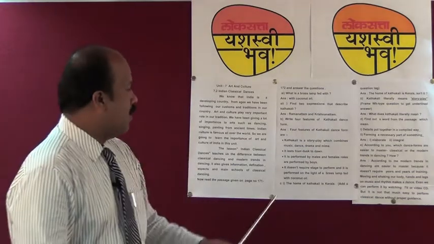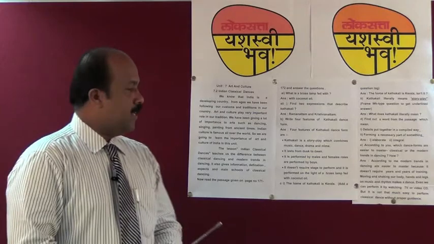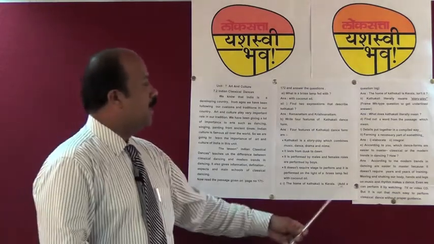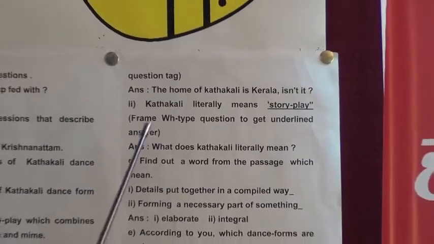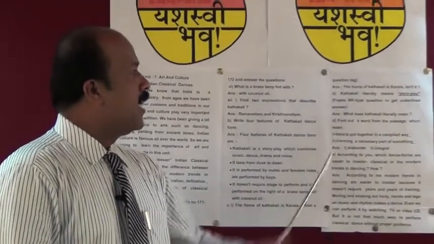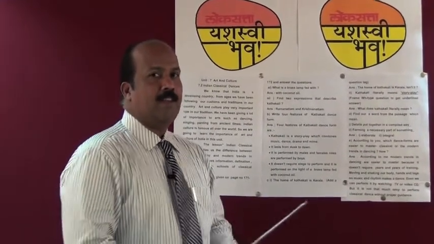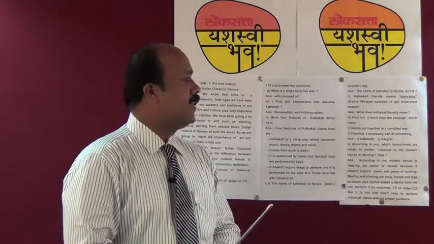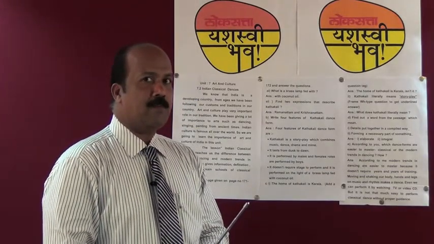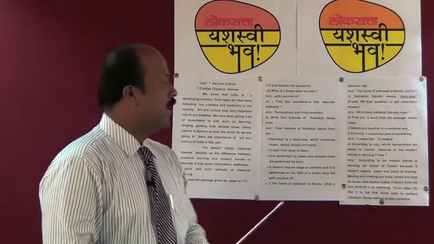Now see the C question. The home of Kathakali is Kerala. So add a question tag. The answer will be: the home of Kathakali is Kerala, isn't it? Second is, Kathakali literally means story play. Frame a WH type question to get the underlined answer. So whenever such types of questions are there, the underlined word or group of words should be your answer. So the question will be like this: what does Kathakali literally mean? A question mark at the end of the question is very necessary.